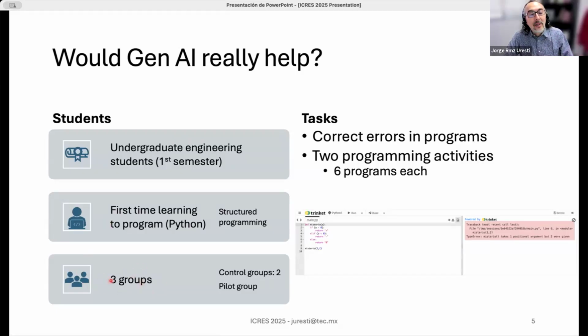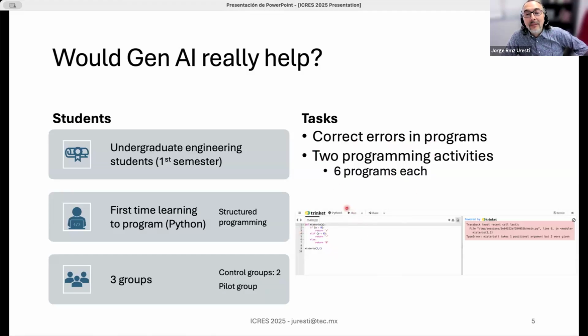And we had these three groups. I decided that two groups were going to be the control groups, and only one was going to be the pilot group. So what they had to do was these two programming activities during the term of 5 weeks. In those 5 weeks, they had to solve these programming activities, and each of these programming activities was going to have 6 programs like this one here. And what they had to do was to correct the errors in the programs.